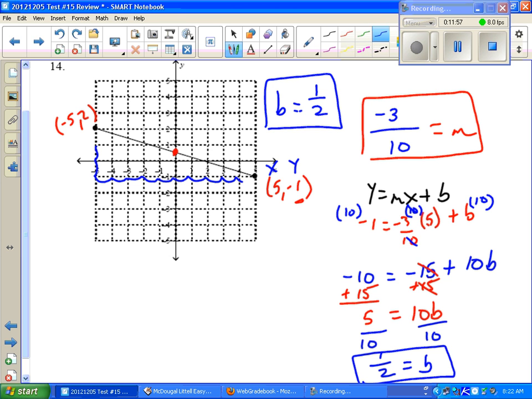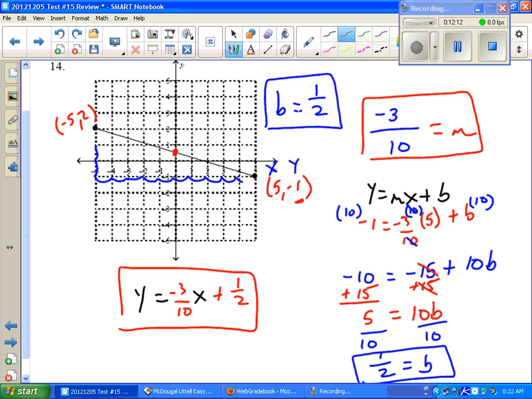So we can write our equation. Remember, leave y, leave equals, and leave x, and plug in your other values. M comes next, negative 3 over 10, and positive 1 over 2 for your b. So y equals negative 3 over 10x plus 1/2 is your equation in slope-intercept form.